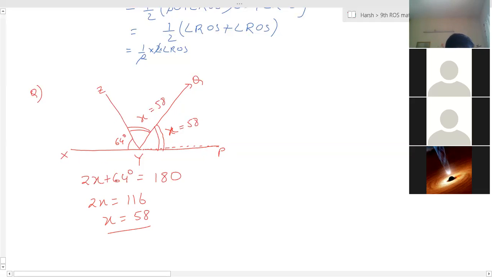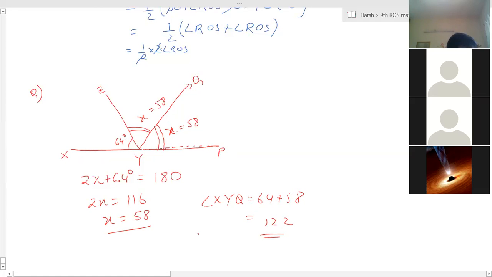Now what they have asked you, find XYP. What will be the angle XYP? So that is 180. XYQ, sorry, XYQ. What is the angle? So XYQ is equal to 64 plus 58, which is nothing but 122. Okay?